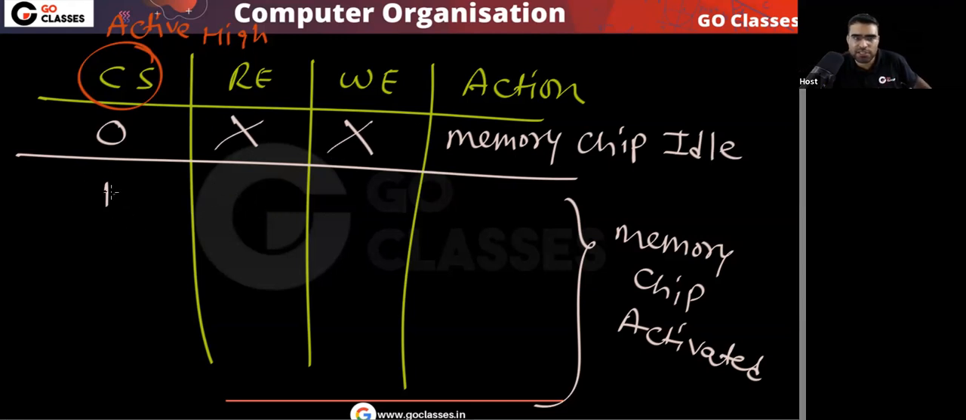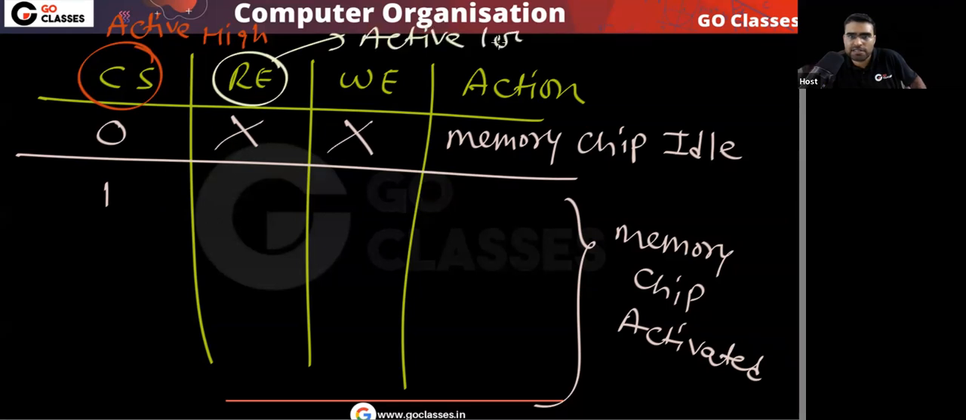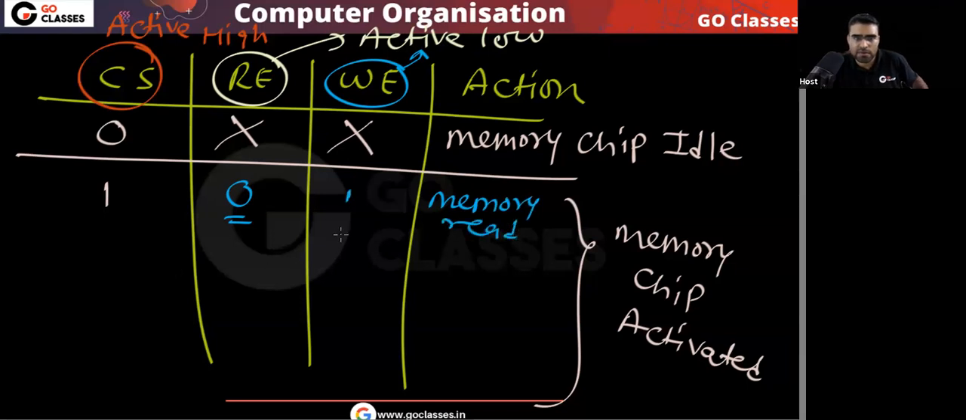For example, if it is 1, remember this read enable is active low. I have given you that this read enable is active low. Similarly, this write enable is also active low. These are active low signals. So you can see when read enable is 0, then memory read will happen. Similarly, if write enable is 0, then memory write will happen. So very simple, this is the idea.